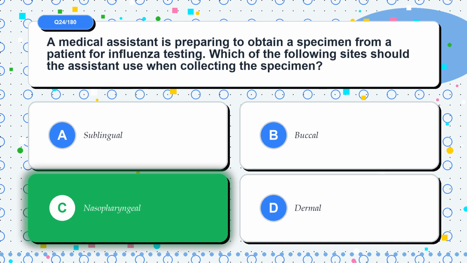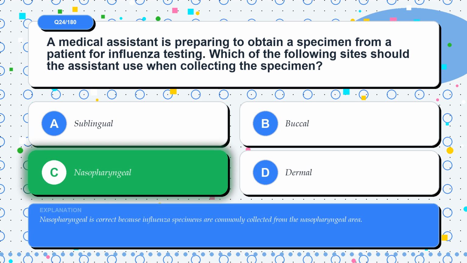The correct answer is option C. Nasopharyngeal. Nasopharyngeal is correct because influenza specimens are commonly collected from the nasopharyngeal area.